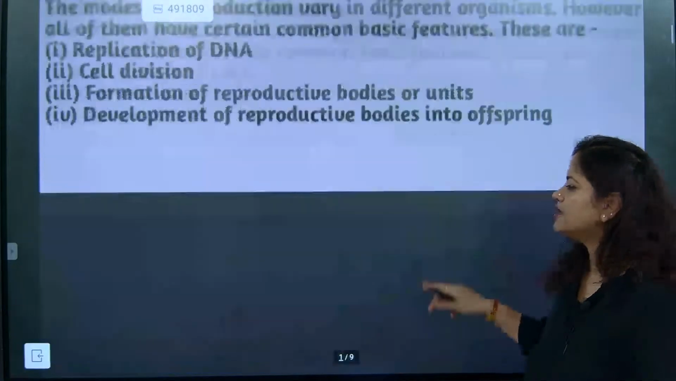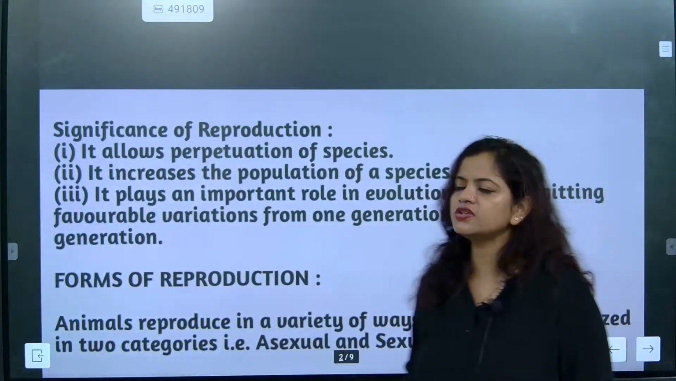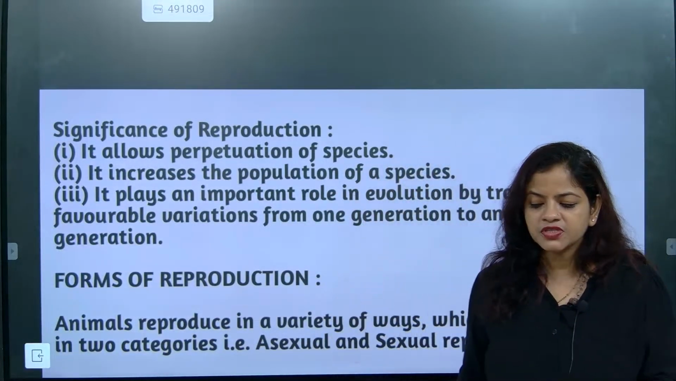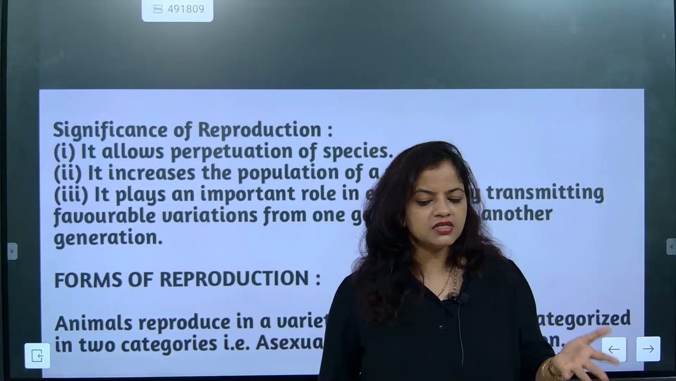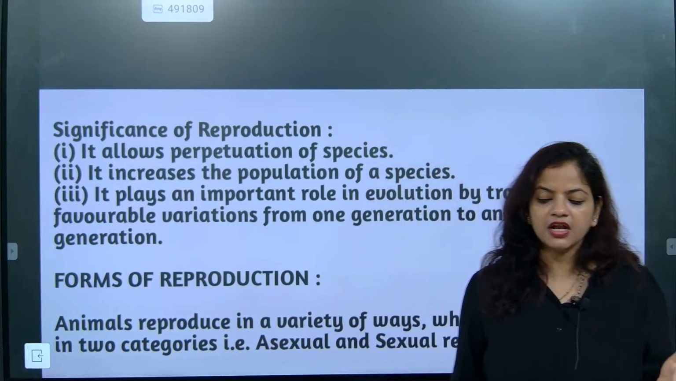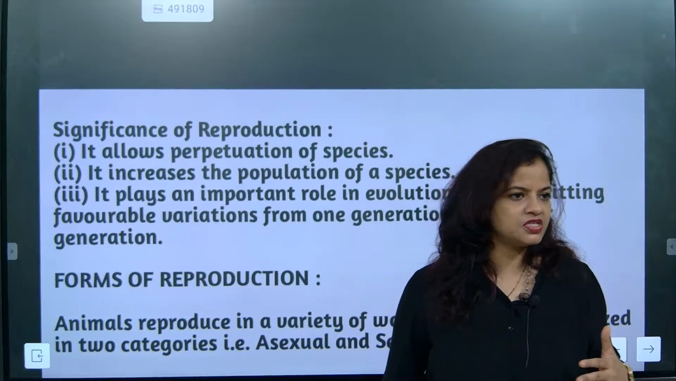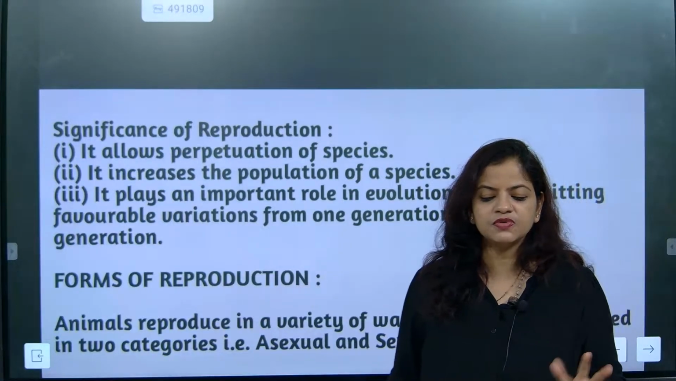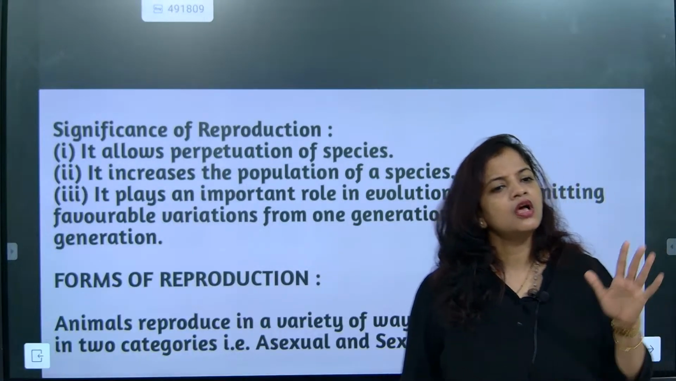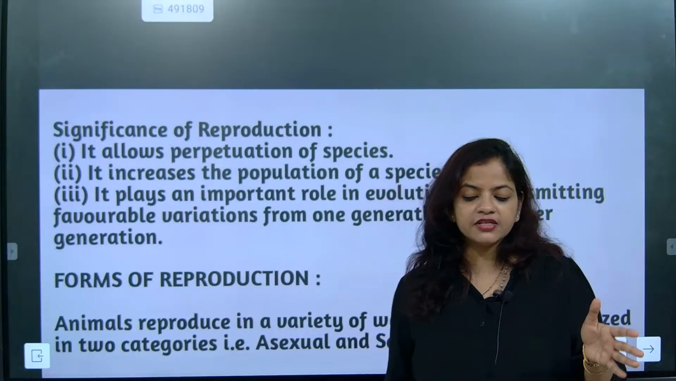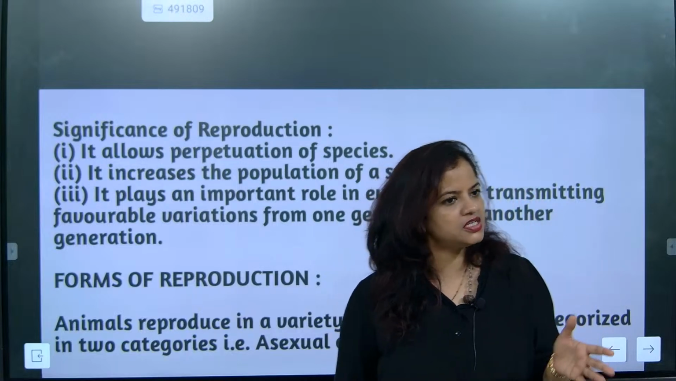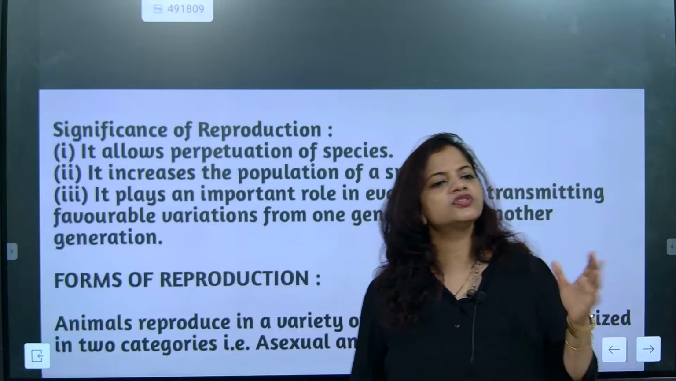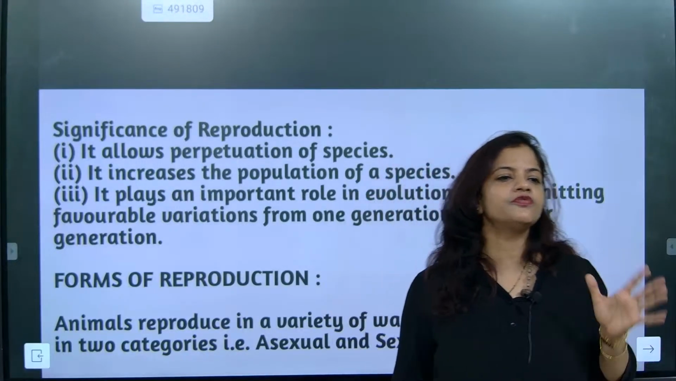Now the next part is, if somebody asks you the significance of reproduction. Yes, there is a significance of reproduction. What is the significance of reproduction? It allows perpetuation of species. Perpetuation of species means continuation of a species on earth. Understood? Next, it increases the population of species. So reproduction guarantees the existence of a species.